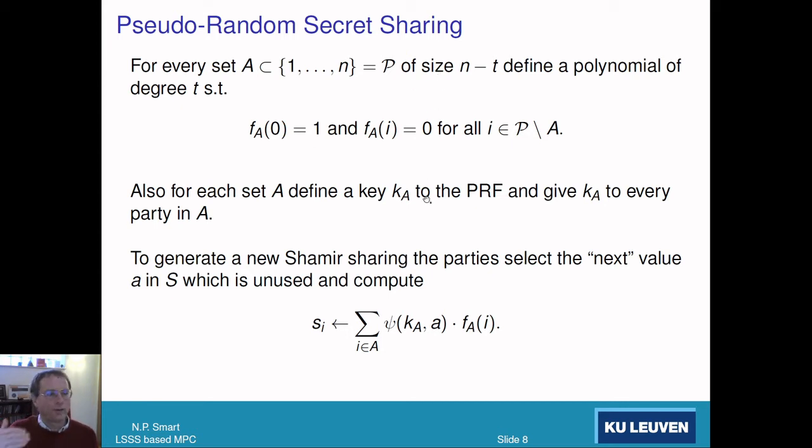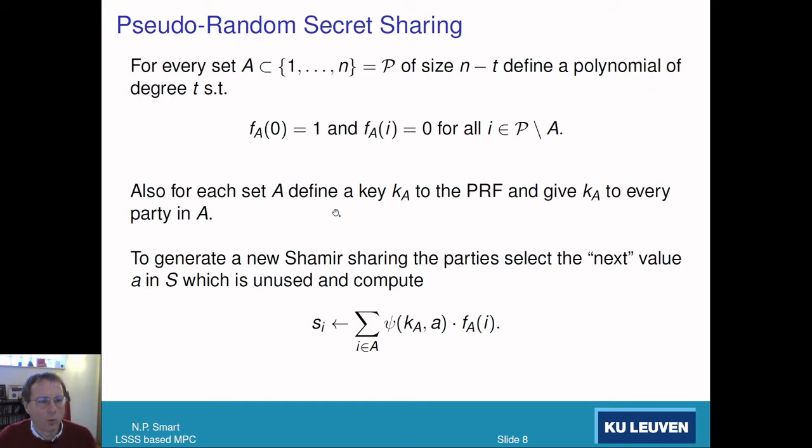And then for each one of these sets A, we define a key to the PRF which depends on this set A, and we give that key to every party in A. Now the way to do that is we can, for every one of these subsets A, generate a key just by randomly sharing stuff and adding it together, with commitments obviously.